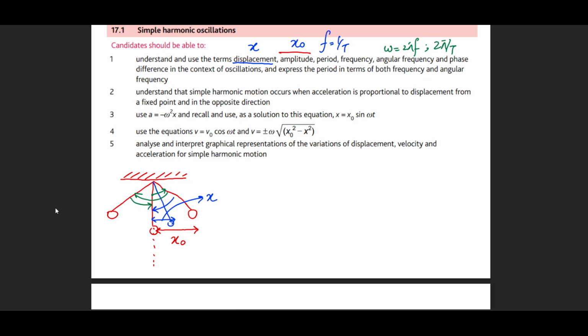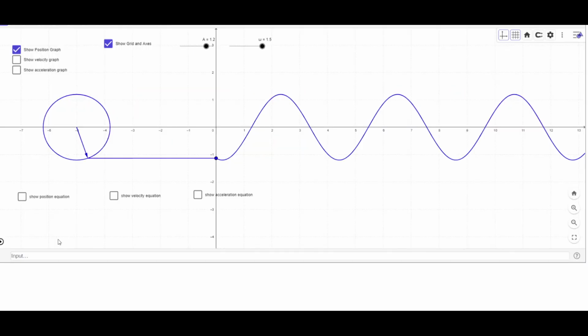Then we have phase difference. First, we understand what phase is and how to visualize it. Let's go towards that. Here we can see an animation from one of the websites. I'll share the link of that website as well.